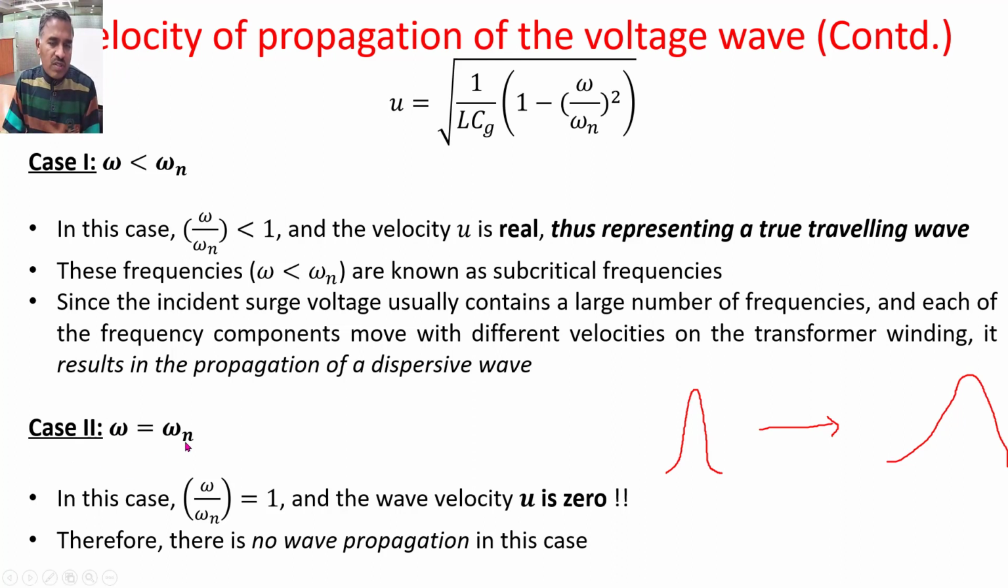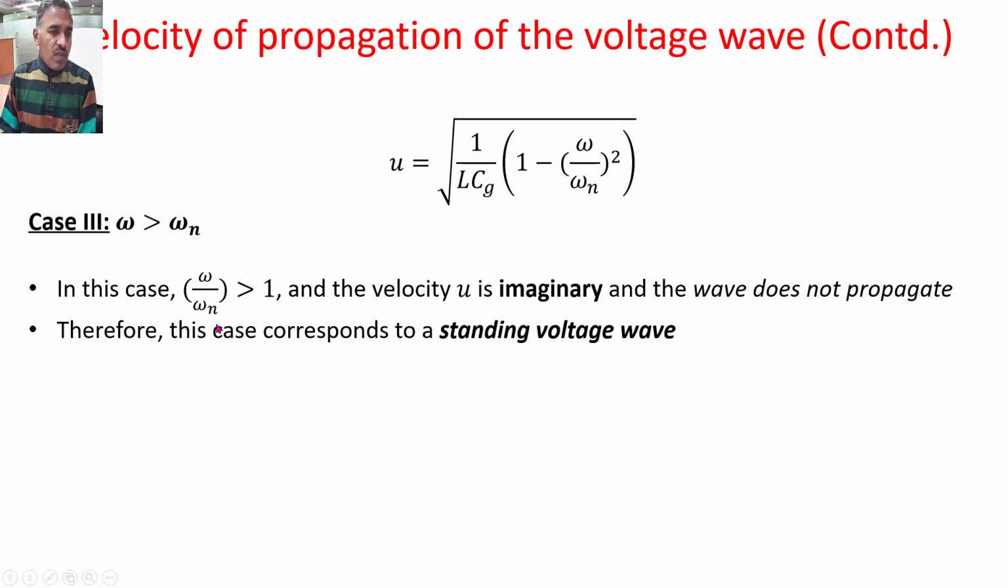Then case 2, omega equals omega n. This means the quantity becomes 1 and inside the root it becomes 0. Therefore U becomes 0, and there is no wave propagation in this case at all. Then omega more than omega n: in this case the quantity becomes imaginary and the wave does not propagate. Therefore, this case corresponds to a standing voltage wave, and the standing wave phenomenon will occur.